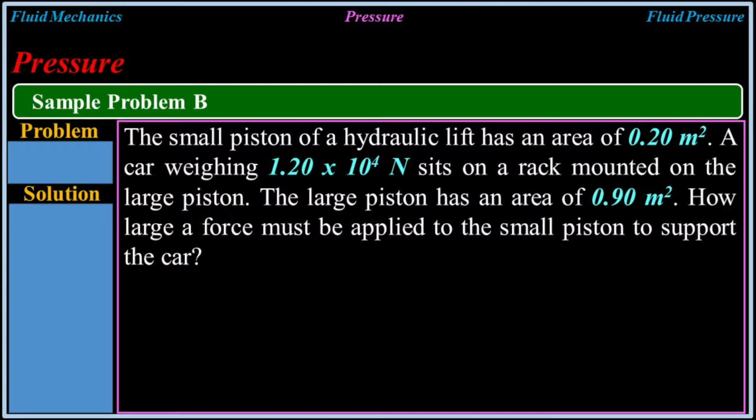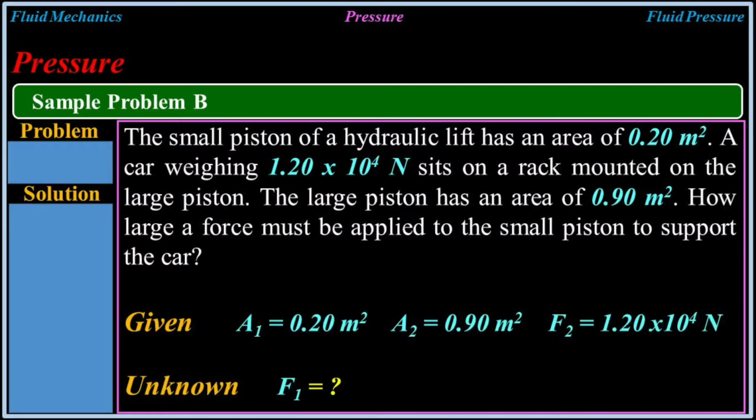The small piston of a hydraulic lift has an area of 0.2 square meters. A car weighing 1.20 times 10 to the fourth newtons sits on a rack mounted on the large piston. The large piston has an area of 0.9 square meters. How large a force must be applied to the small piston to support the car?